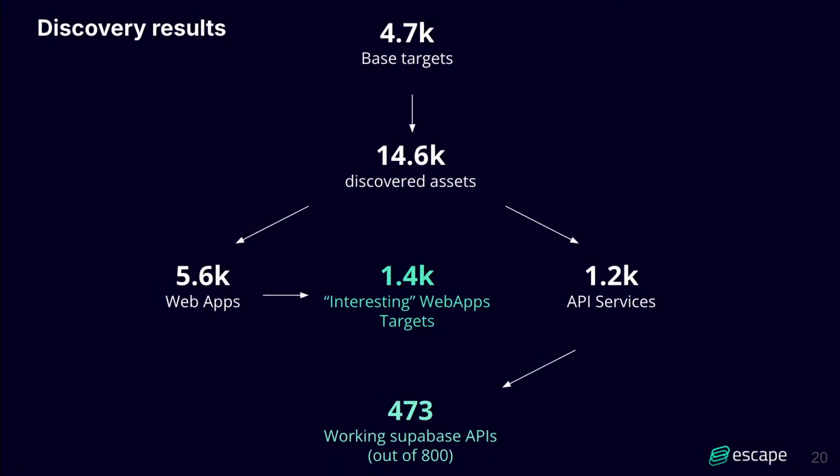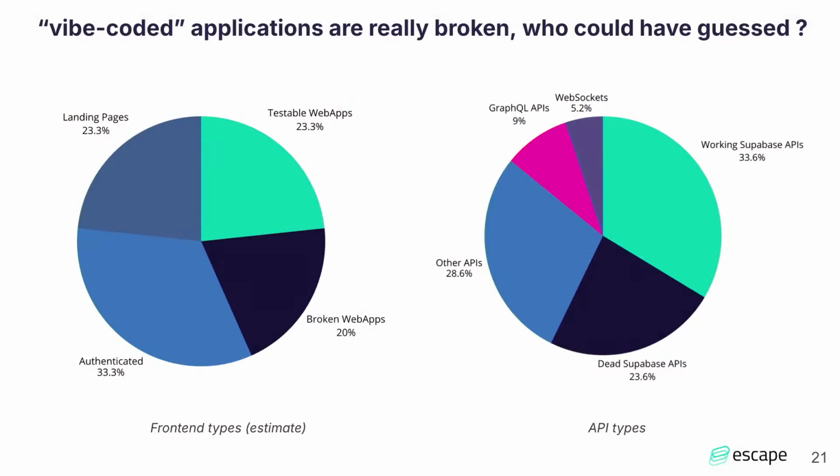So from this discovery, we started with about 5,000 targets. We discovered 15,000 assets in total, out of which we extracted about 1.5K web apps that we want to pen test, and about 500 Supabase APIs. I'll just explain why we filter those and how we did that. Basically, for the front ends, a lot of those were either landing pages, or broken, or authenticated.